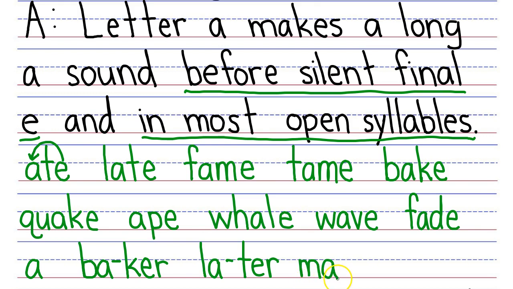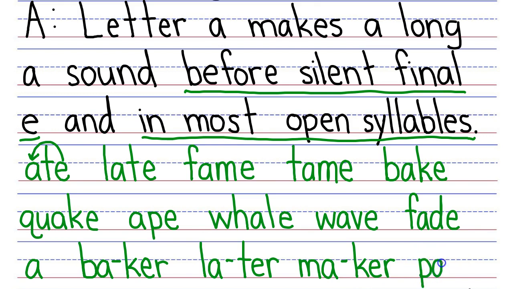Next word, maker. We have an M that says m and an A that makes its long sound because it's an open syllable that ends with a vowel. May, K-E-R says ker. The K says k, and the ER says er. Maker.